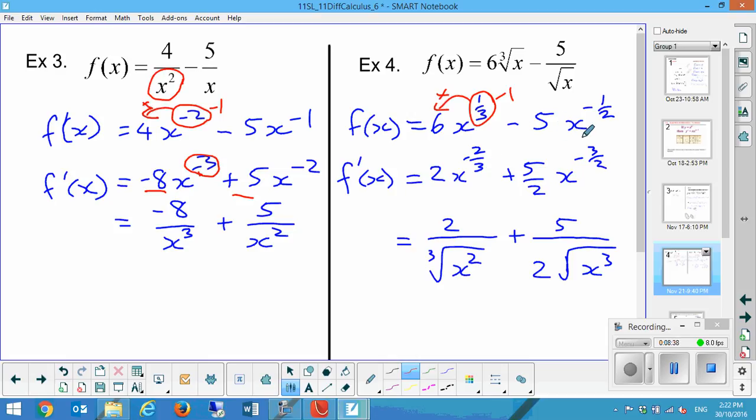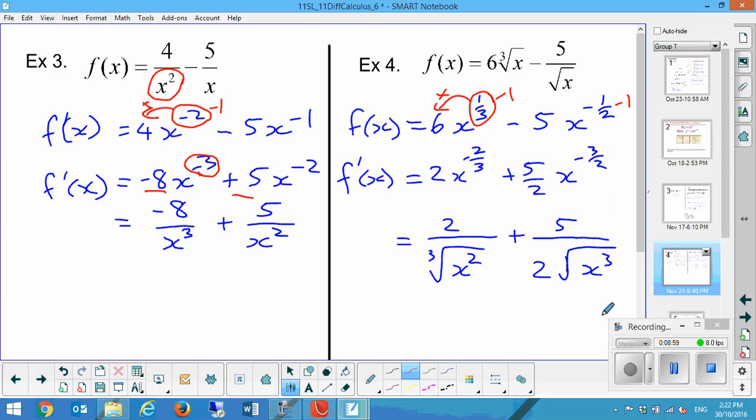Here we've got minus 5x to the minus a half, because it's now in the denominator, which makes it negative. Half, because it's a square root. So minus 5 times minus a half is plus 5 on 2. Subtract 1 from up here. So we want a half, minus a half minus 1 is minus 3 on 2.